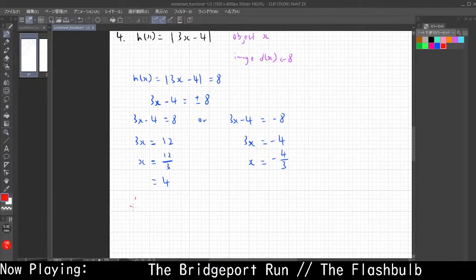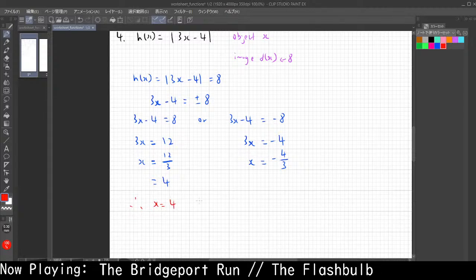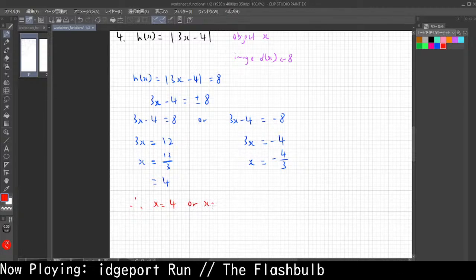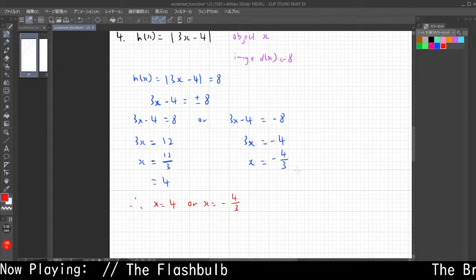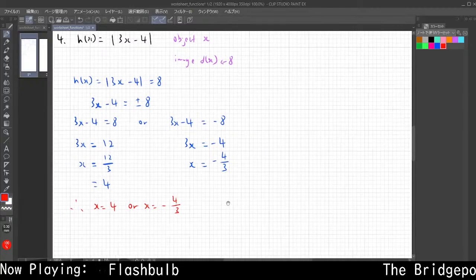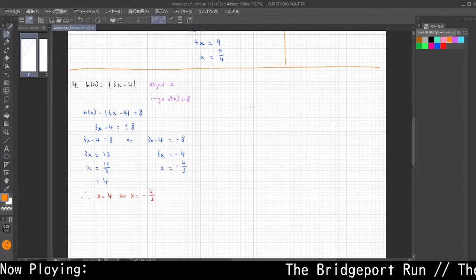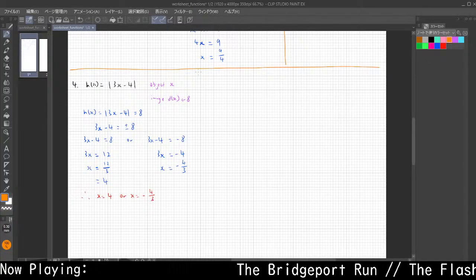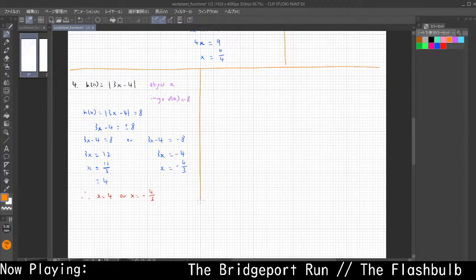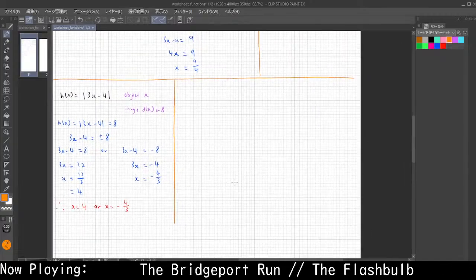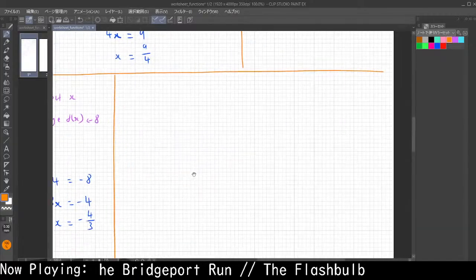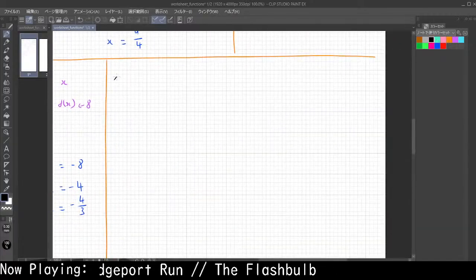Therefore, your final answers for this question are x equals 4 or x equals negative 4 over 3. You don't have to do checking, because it's normal to have two answers. Okay, that will be it. Next, moving on. Question 5. Arrow diagram, same thing, you have a mapping.